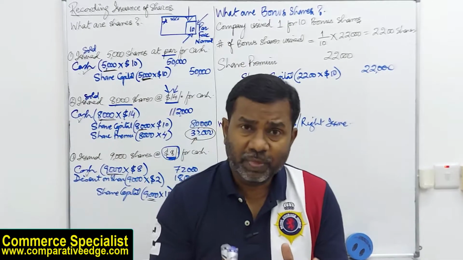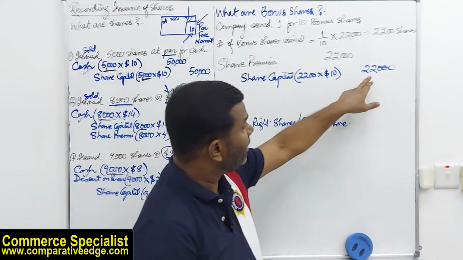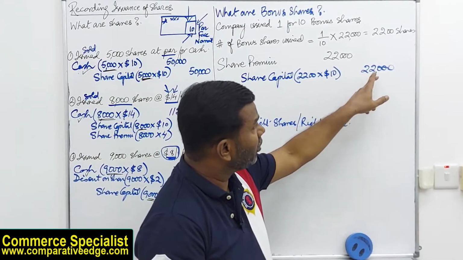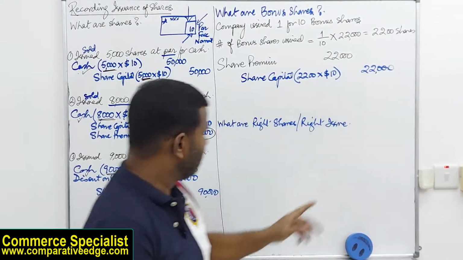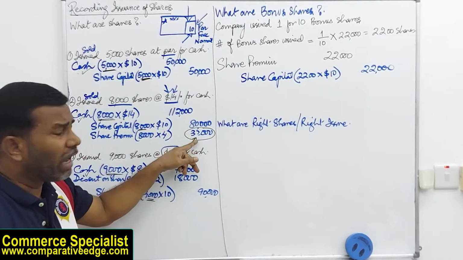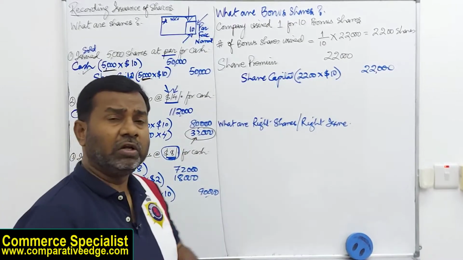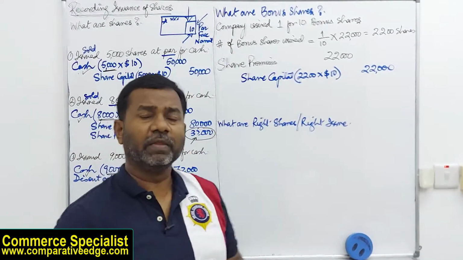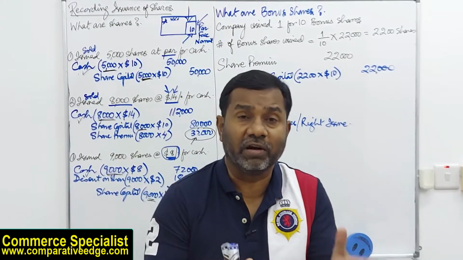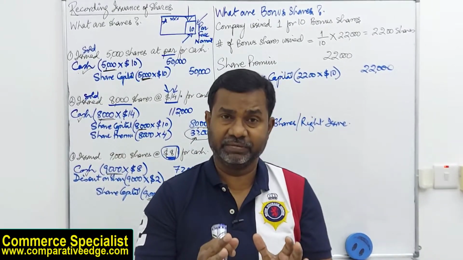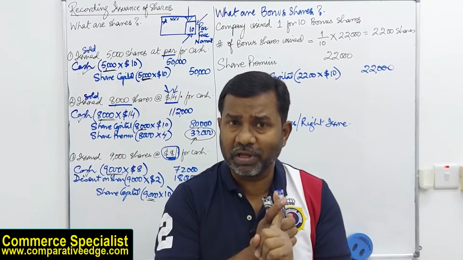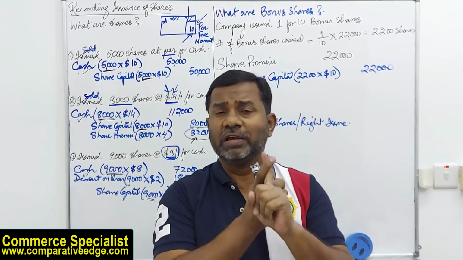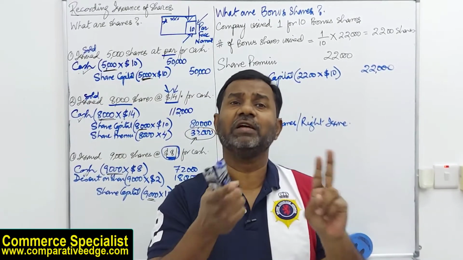What if the amount to issue bonus shares is 22,000, but in share premium we have only 20,000, not 32,000? So we will debit share premium with 20,000. Another 2,000 we will take from retained earnings if there is any balance in that. First, you consume your share premium balance for issuing bonus shares. If there is not enough money, then comes retained earnings.